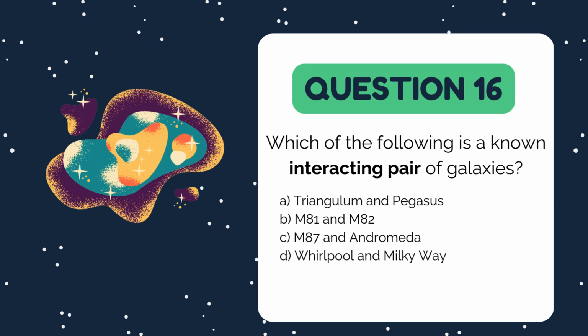Let's keep going. Which of the following is a known interacting pair of galaxies? A. Triangulum and Pegasus. B. M81 and M82. C. M87 and Andromeda. D. Whirlpool and Milky Way.